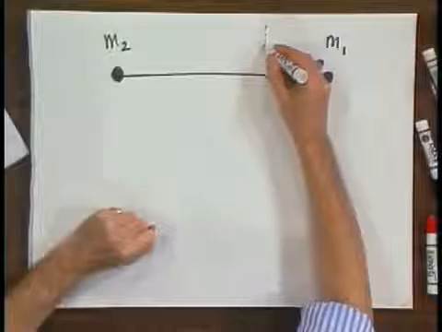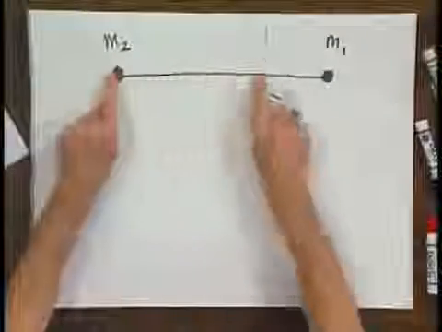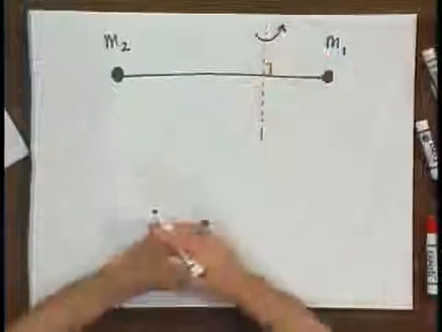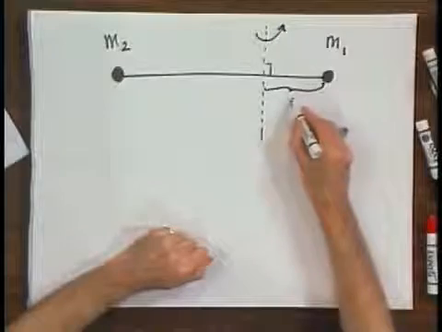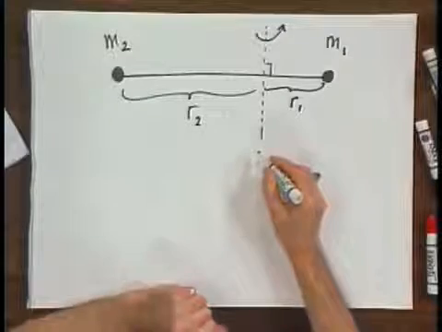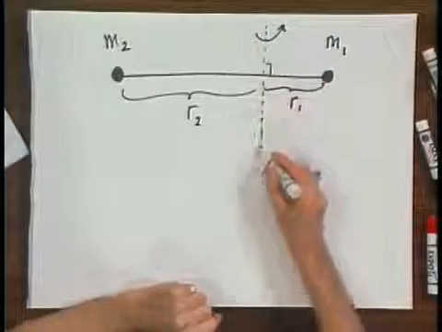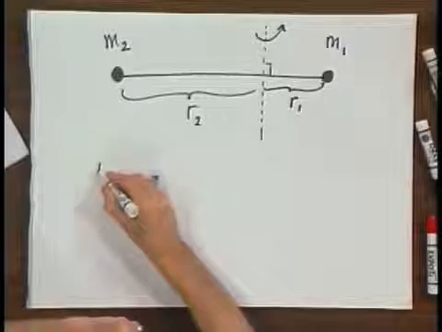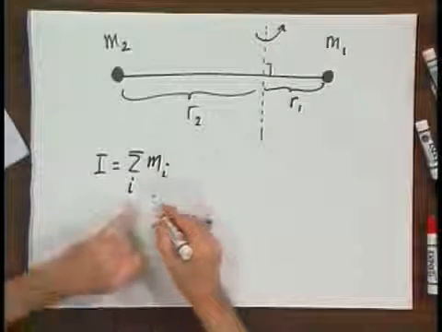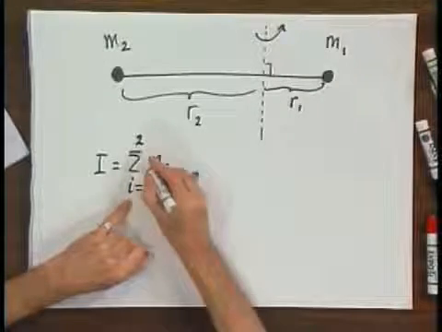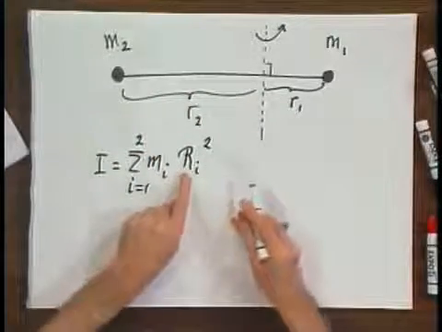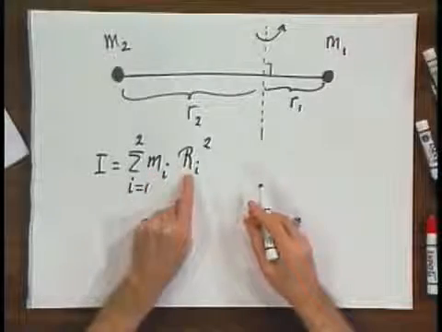And I rotate this system about an axis perpendicular to the line that connects them. And let this distance be r1, and let this distance be r2. And I want to know the moment of inertia about this axis. As we defined, moment of inertia is the sum of m_i over all the masses here. In this case, i equals 1 to 2, because we only have 2, of r squared. And r is the distance from the mass elements to the axis of rotation.